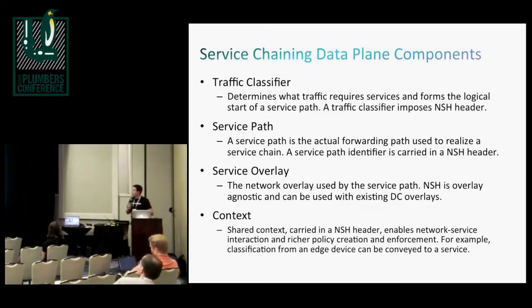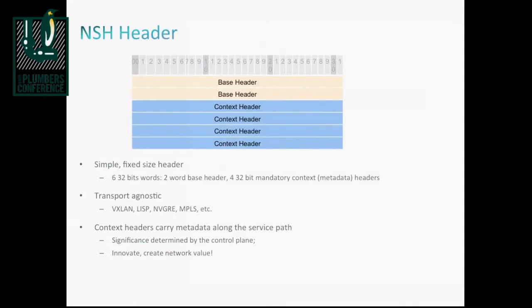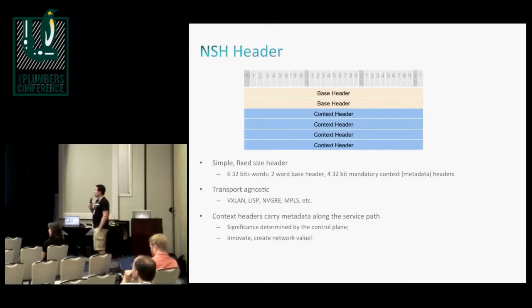So you can see we've got four different components here: a traffic classifier, a service path, a service overlay, and a context. I think it's pretty straightforward if you take a look at what they do. So let me pop over to this. And again, NSH is also an IETF draft, and this is what the basic header is composed of. It's got the base header and then these context headers as well.